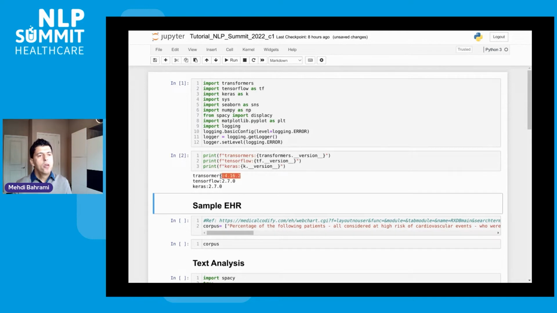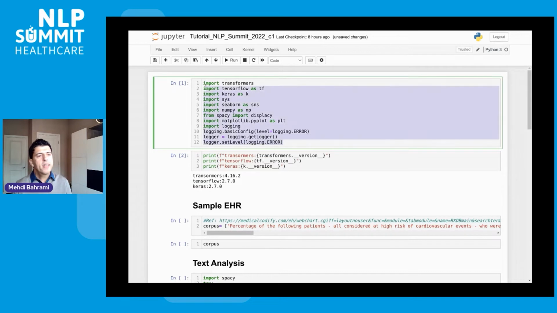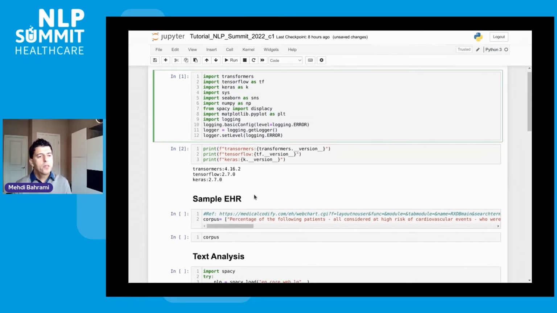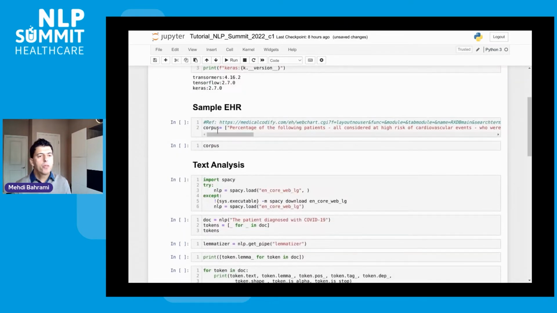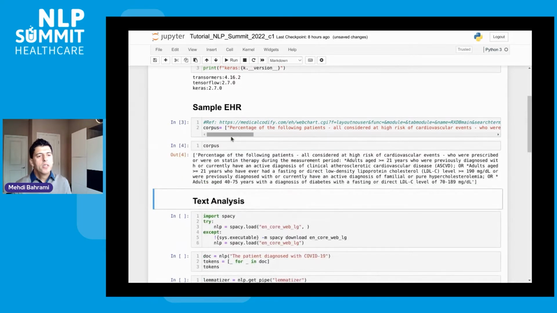I'm going to load those libraries. As you can see, in this session we will use Transformers and TensorFlow, as well as the other packages listed here. Then we're going to look at some sample EHR. This sample EHR was actually captured from the medical codified website. So it's a sample EHR record, and we can see the context, how it looks.